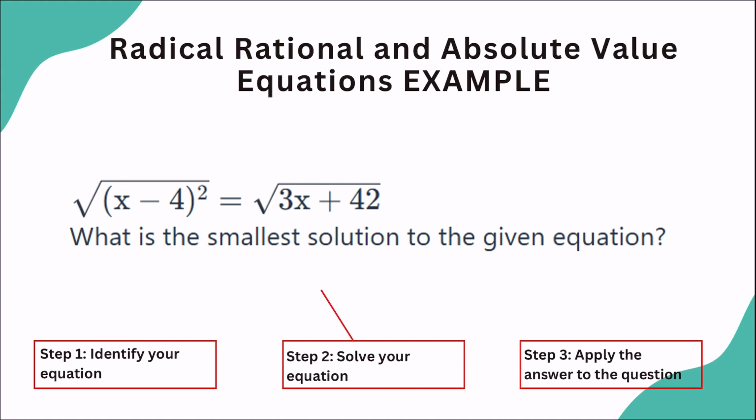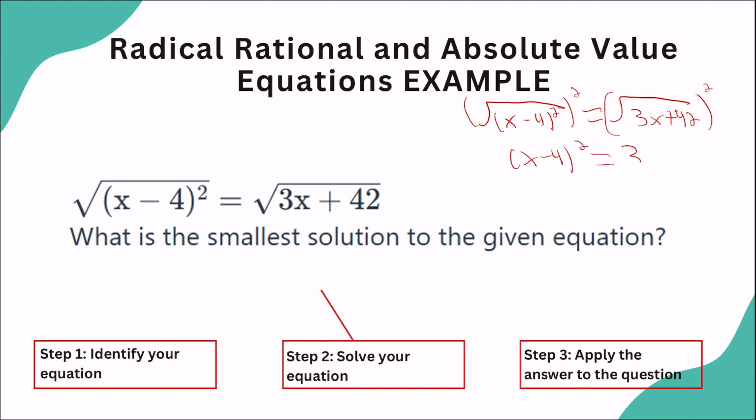Now, to solve this equation, I'm going to have to get rid of these radical or the square root signs. And so I'm going to square both sides. So let's do that over here. Okay, so we can square both sides, which is going to give us x minus 4 squared equals 3x plus 42. Okay, and I'm going to FOIL out this left side.